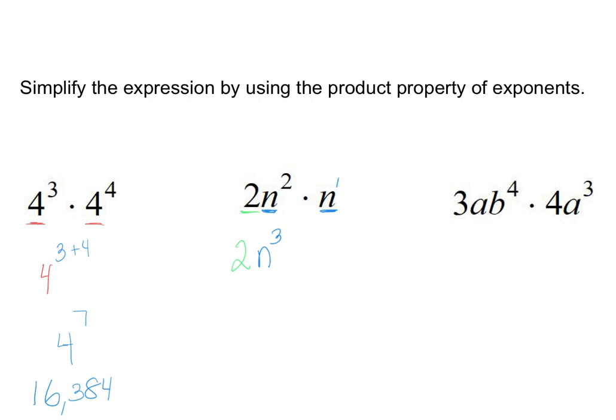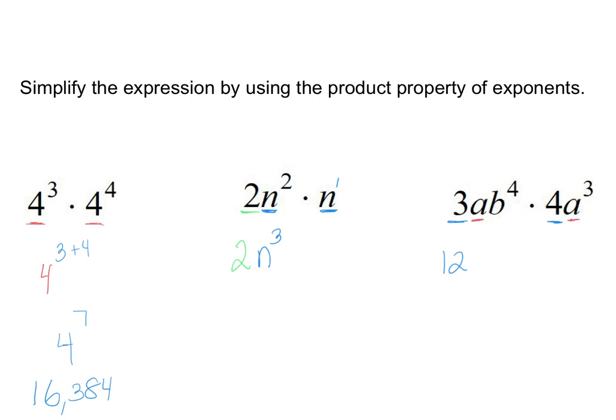In my last example, I can multiply the two numbers that I have. So I have 3 and 4. So I can just do normal multiplication for that. 3 times 4 is 12. And now I have to be careful because I have two different letters. I have A and I have B.